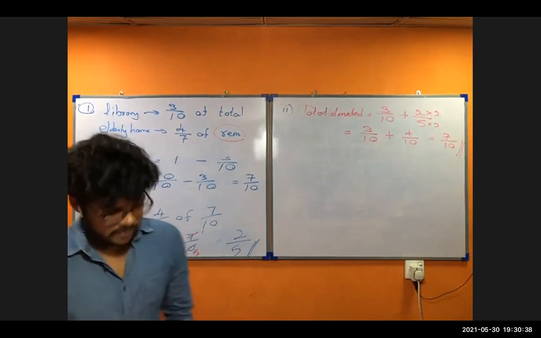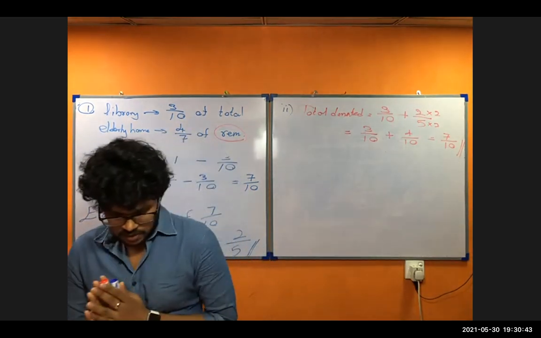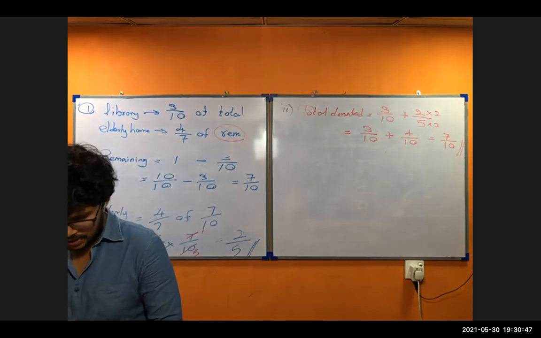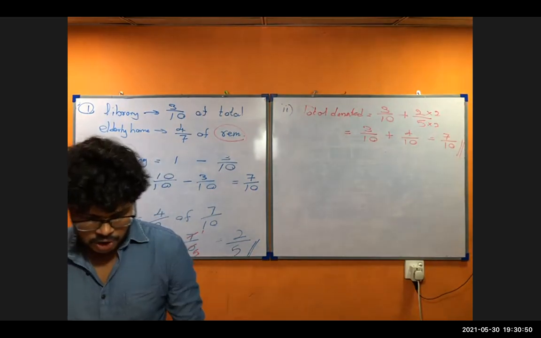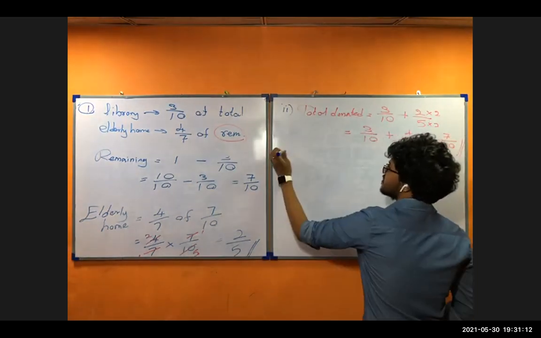Then third question. If the money donated was 80,000 more than the money remaining, find the total money she received from the lottery. We have received several answers.